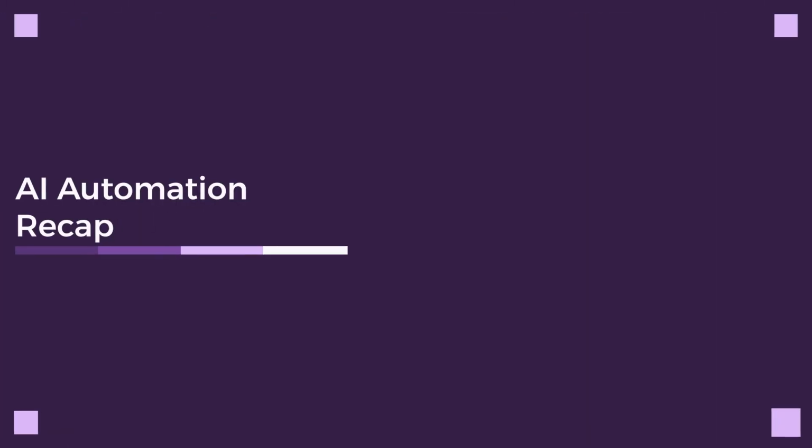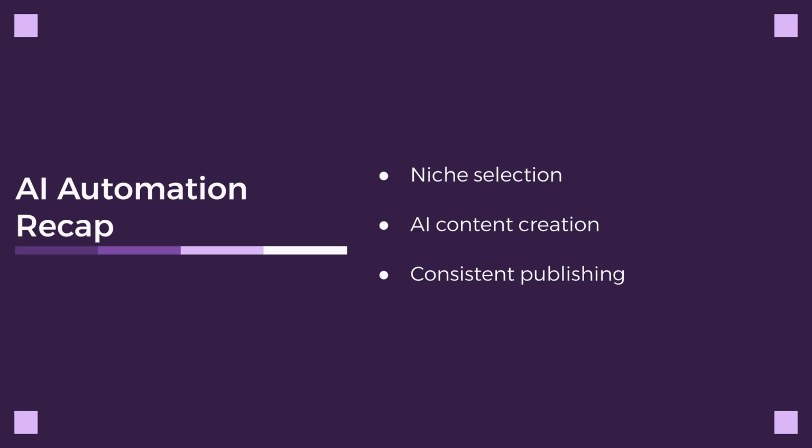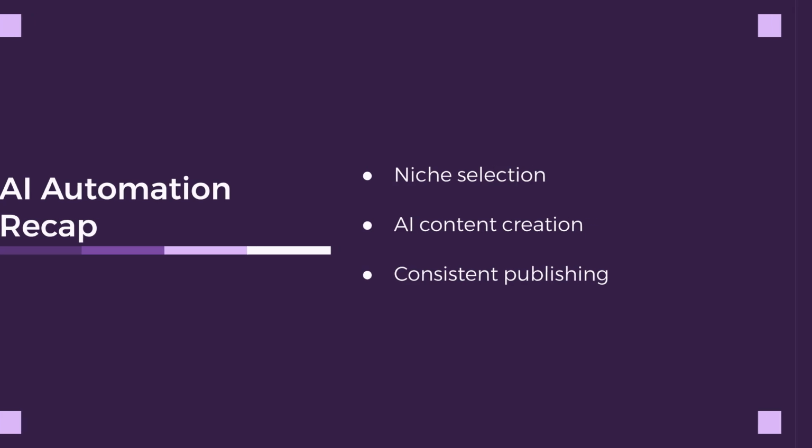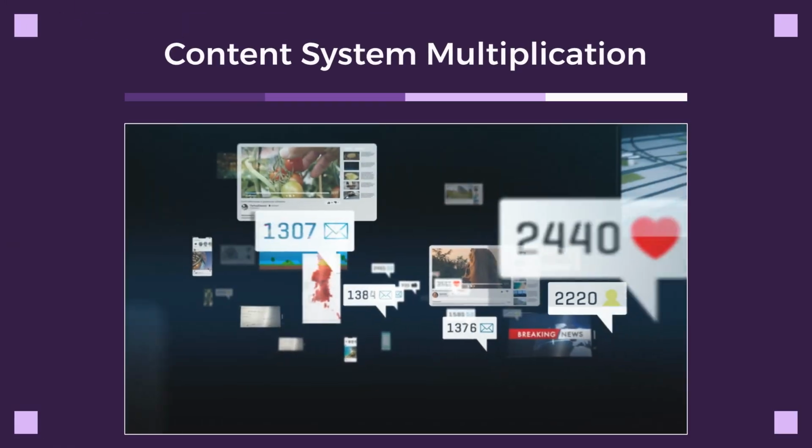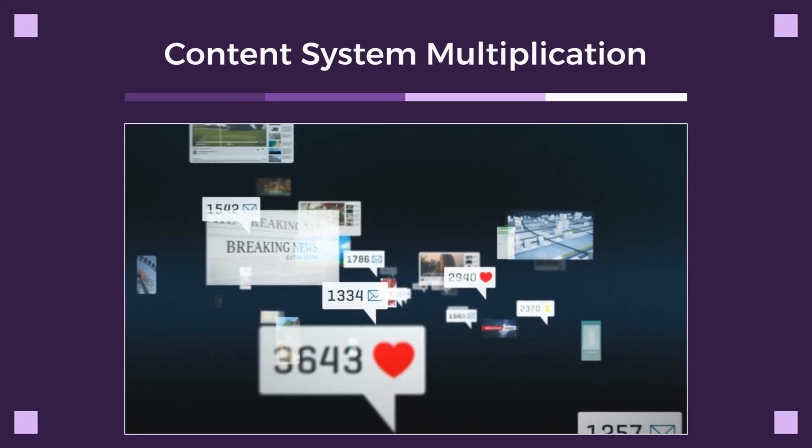We covered niche selection, AI-powered scriptwriting, voiceovers, video editing, thumbnail design, and consistent publishing. Turn one AI-generated video into an entire content system that multiplies across platforms.